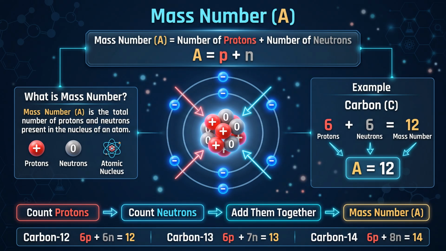Whenever you solve chemistry problems involving mass number, follow these simple steps. First, identify the number of protons. Second, identify the number of neutrons. Third, add them together using the formula A = P + N. If you are instead asked to find the number of neutrons, subtract the atomic number from the mass number using N = A − Z. These 2 formulas are the foundation of many numerical problems in atomic structure.